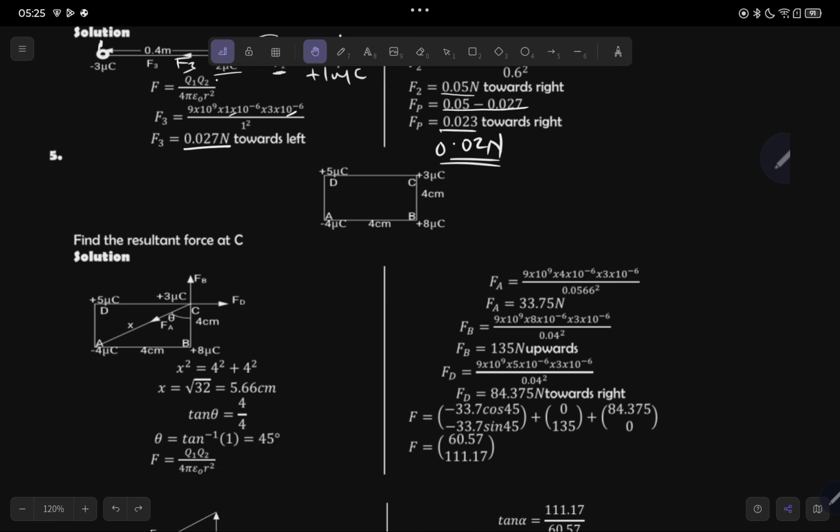This time, our charge at C, which is positive 3 microcoulomb, is being acted upon by forces due to three different charges. So we shall have to work out the forces due to all the three different charges. We show their directions and then we work out the resultant of the vector forces.